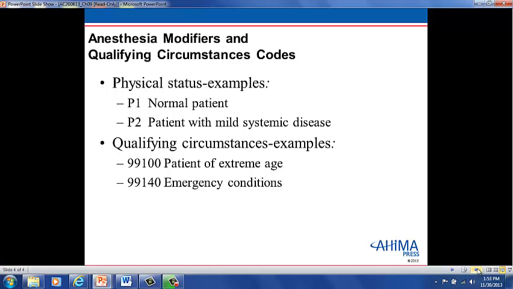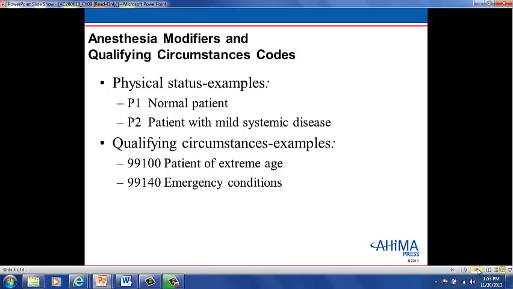When reporting anesthesia services, a physical status modifier code should be used to distinguish between various levels of complexity of the anesthesia service provided. The anesthesiologist usually provides physical status modifiers on the anesthesia record.